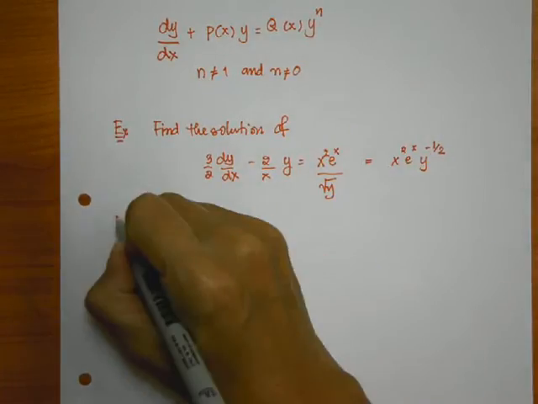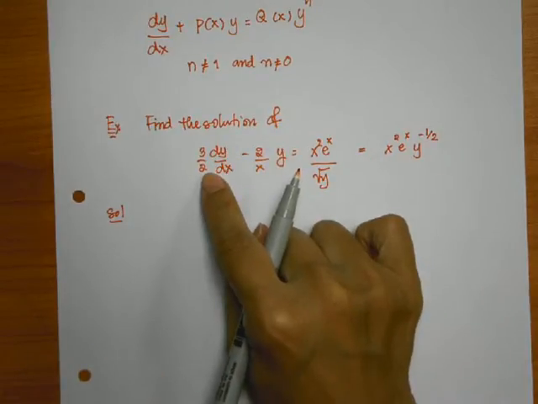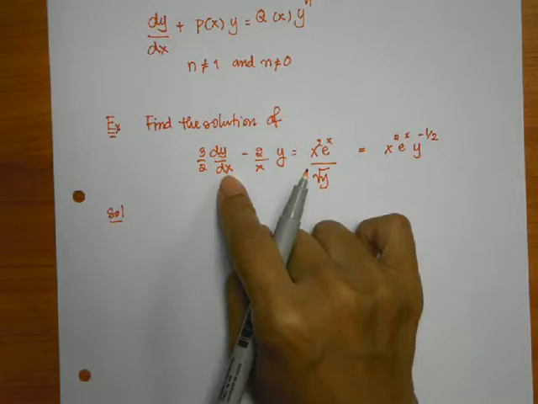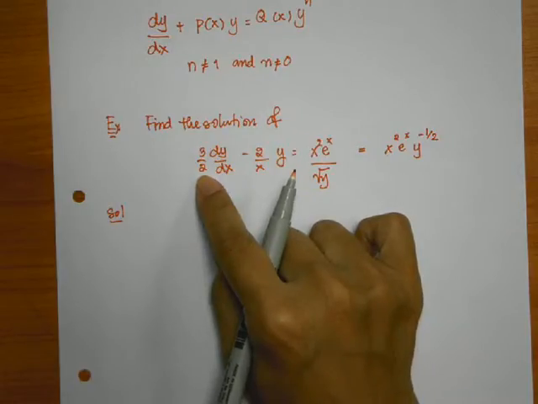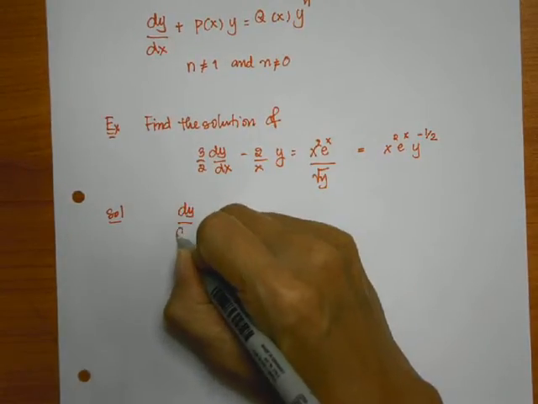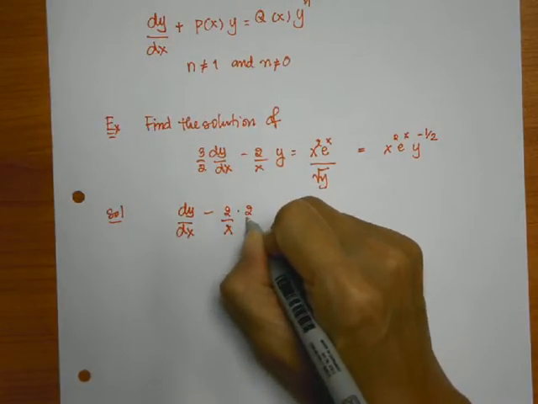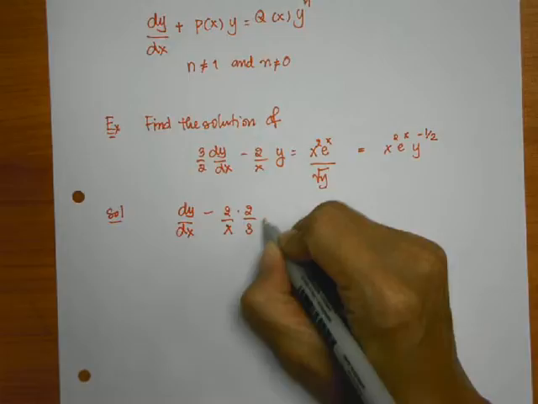So in this case, the way that I do it first is making the coefficient of dy/dx equal to 1. That means I just multiply the whole equation by 2 over 3. Then I would get dy/dx times 2 over 3.